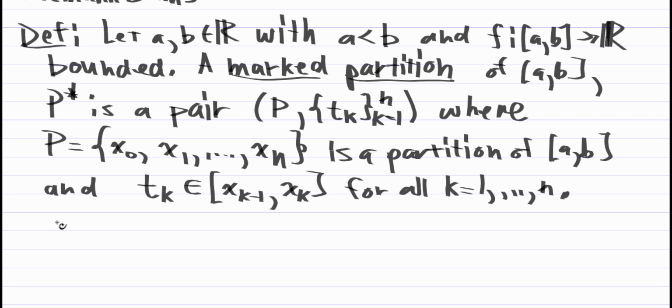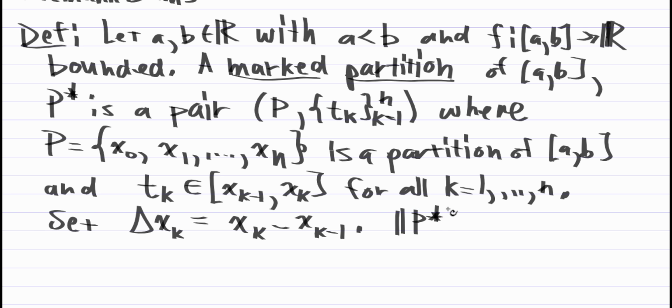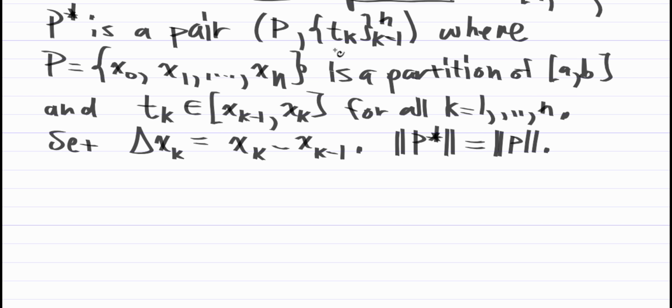And whenever we have this, again, we'll set delta x_k to be equal to, again, x_k minus x_{k-1}. And we still have a notion of the norm of P star. So the norm of P star now, well, we just inherit the norm from just P. So these t_k's ultimately don't matter for that norm. Of course, when we have a continuous function, we can use the extreme value theorem to pick out the right t_k's so that we can get the upper Riemann sums or lower Riemann sums. But in general, if you don't have continuity, you can't guarantee that.